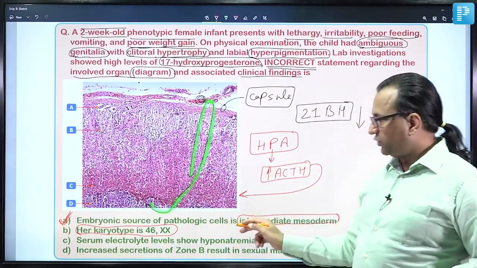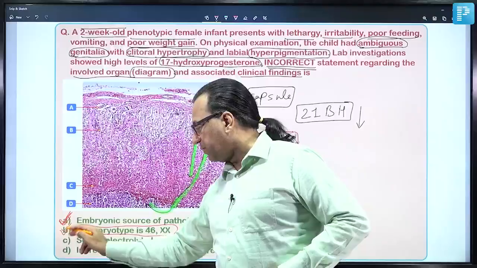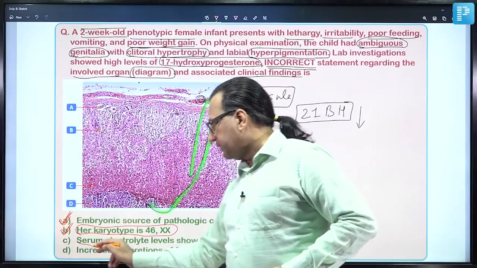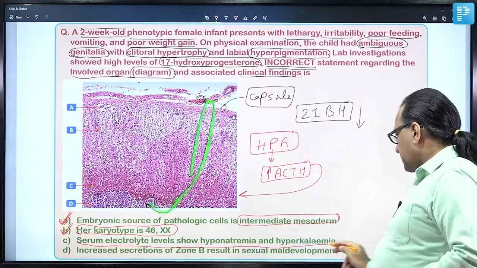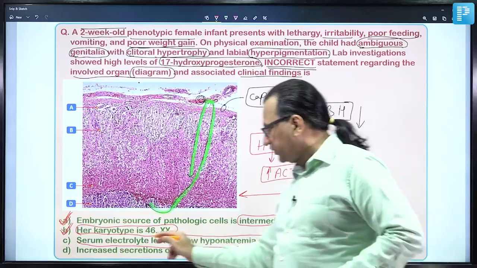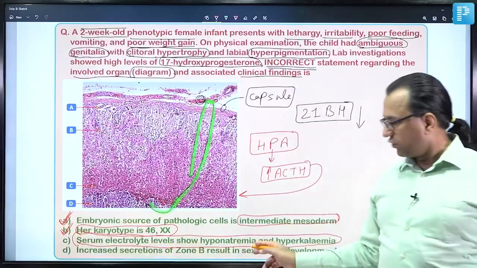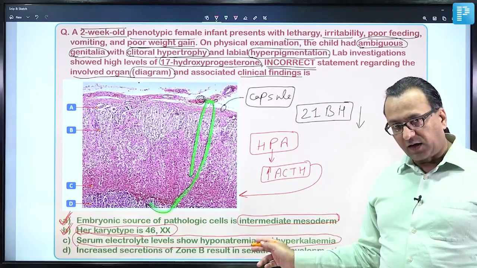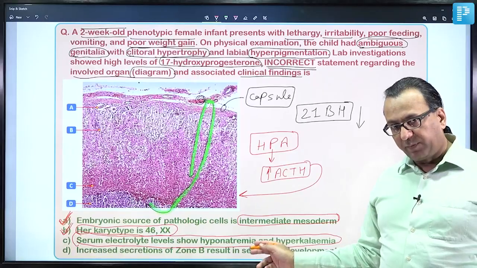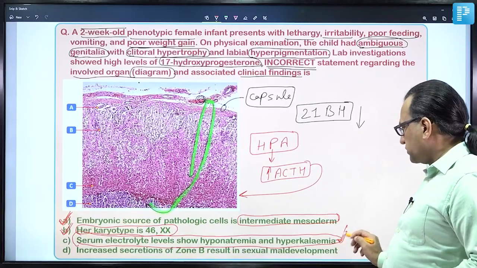Okay, so that means choice B is a true statement. What about choice number C? Will there be serum electrolyte levels like this, more of potassium and less of sodium? Yes, salt wasting congenital adrenal hyperplasia. And what is this salt wasting?